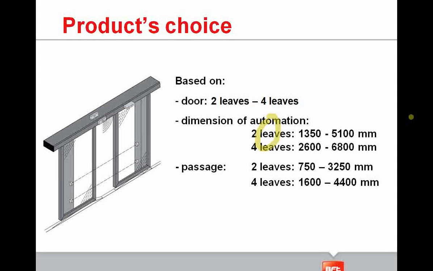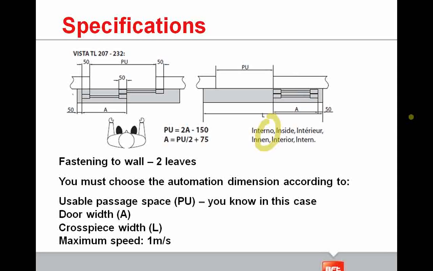So you can choose 2 leaves or 4 leaves based on your door dimension. We make 2 examples of installation. For example, in this image, oh yes, wait a moment.